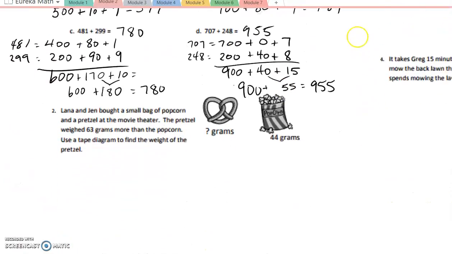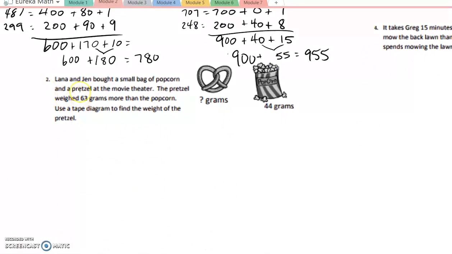All right, let's go to problem number 2. Lana and Jen bought a small bag of popcorn and a pretzel at the movie theater. The pretzel weighed 63 grams more than the popcorn. Use a tape diagram to find the weight of the pretzel. Okay? So this is one of those where we can use 2 different tape diagrams. I've got the popcorn that I know. Just going to label it pop, period. That's 44 grams. The pretzel is 63 grams more.